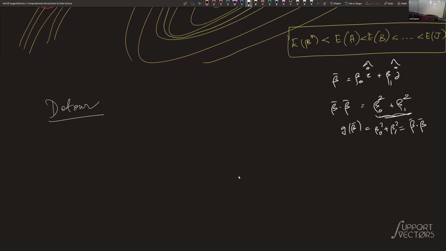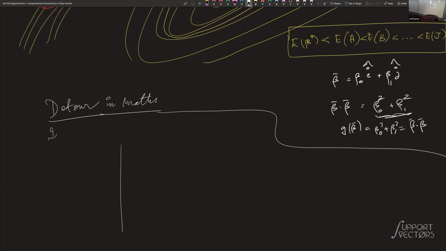Let's take a detour. Enter maths, right? So forget about everything that we did about regularization and all of that. We will do one simple thing. Imagine a circle. What is the equation of a circle? Equation of a circle is x squared plus y squared equals r squared.